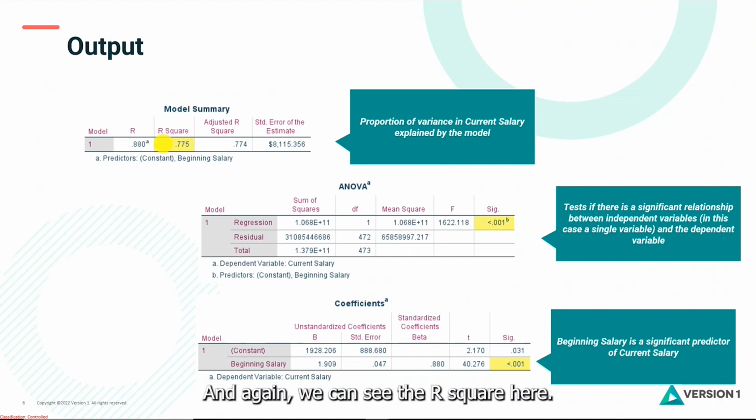And again, we can see the R square here. We have the ANOVA table. This tests if there is a significant relationship between independent variables and the dependent variable. We can see there is a significant relationship. And then in the coefficients table, again, we can see the beginning salary is a significant predictor of your current salary. We also have the constant and the slope. And we can use this information combined with someone's beginning salary to make a prediction about their current salary.